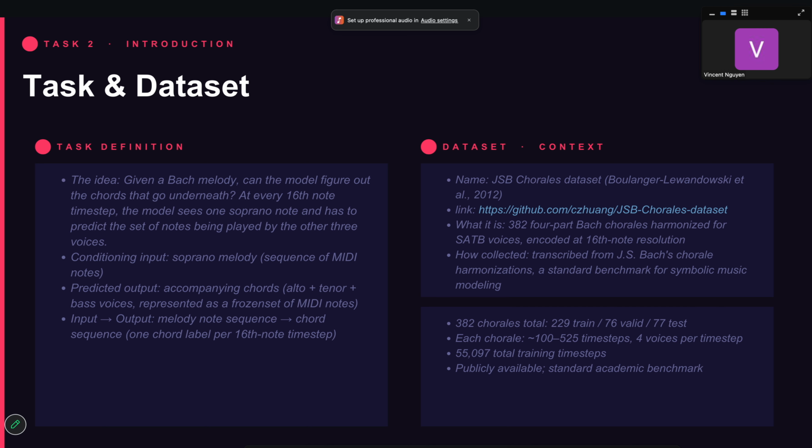Overall, it has 229 train, 76 valid, and 77 test chorales. Each of them is around 100 to 500 time steps. That in total gives us around 55,000 training steps. And this dataset is, again, publicly available.